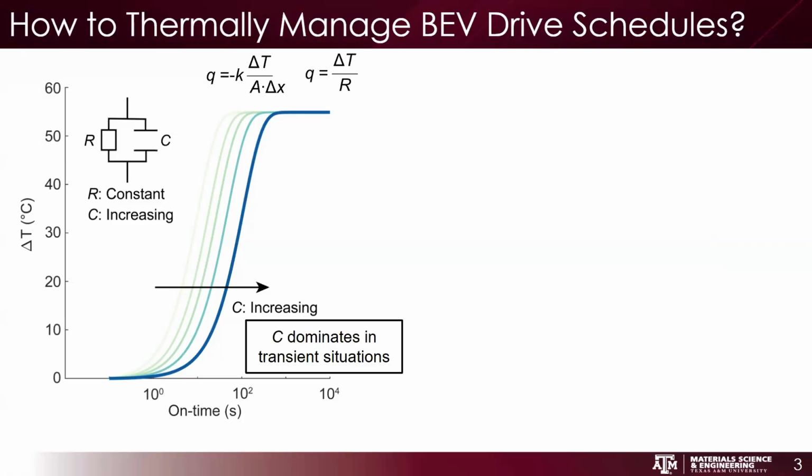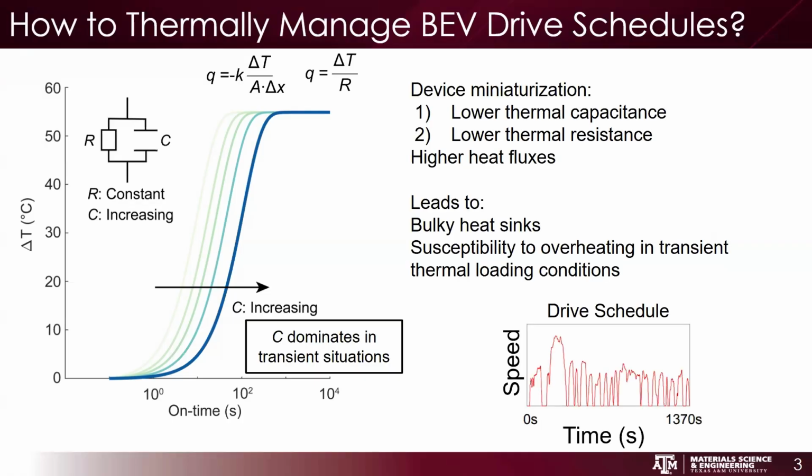And under the transient scenarios, your capacitor is the thing that dominates. So if you increase the capacitance of the system, there's more thermal inertia within the system. So the temperature rise is then suppressed over long on times.